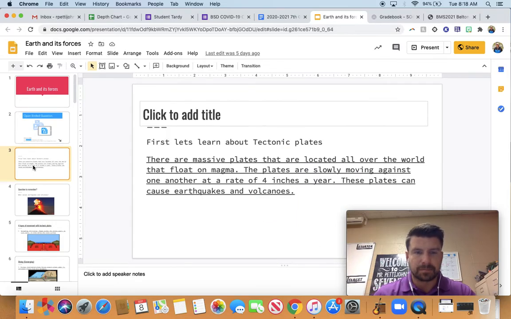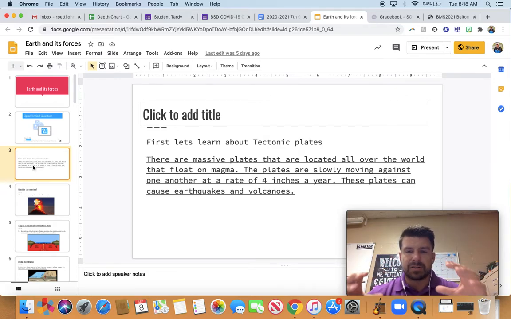All right, so let's talk about tectonic plates. Tectonic plates are giant, massive parts of the Earth. They are plates located all over the world, and they float on magma. Essentially, what we would call maybe lava, right? Very similar. It's pretty much magma. So these giant plates float on magma.